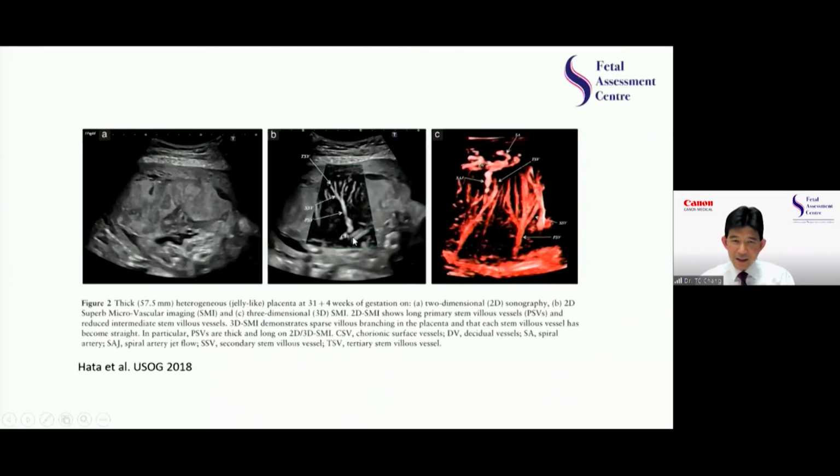imaging on, you can see this, it's like a drain pipe. There are very few branches coming off the primary stem villi, very few branches coming off the secondary stem villi, and none coming off the tertiary stem villi. So it's like a dried up, desiccated tree with very few branches. And this is something that may be of use in the future.